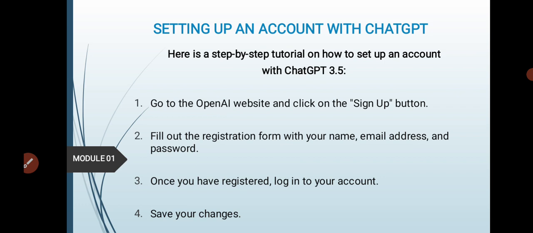Setting up an account with ChatGPT 3.5. Presently we have two versions of ChatGPT, the paid version and the free version. The free version, to me, is just like a paid version, because you can use it to do and undo. You can even use it to make money. You can use it to write books, story books for children, write projects, and do a lot of things. 3.5 is the free version, then 4.0 or thereabout is a paid version, about $20 per month or $19 or so.